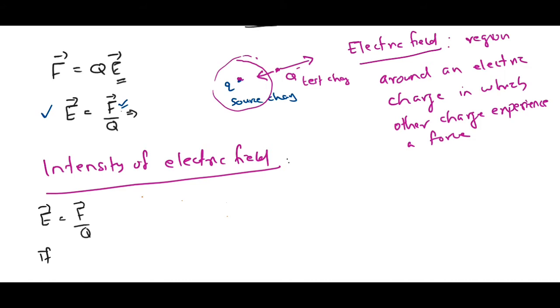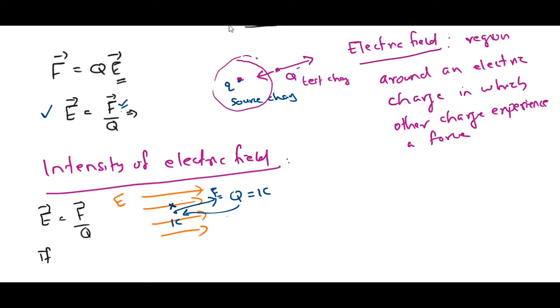If in some region there exists an electric field E, I want to calculate the strength of the electric field, the intensity of the electric field at a particular point. For this, I place a 1 Coulomb charge. That is, here I placed this 1 Coulomb charge. Then I measure what is the force experienced by this charge. Then that force will give the strength of the electric field at this particular point.